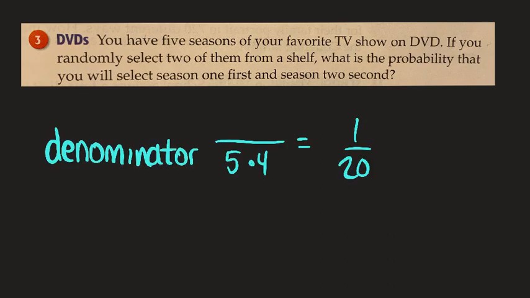The answer is 1/20. Your probability is 1 out of 20 chances that you would select season 1 first and season 2 second.